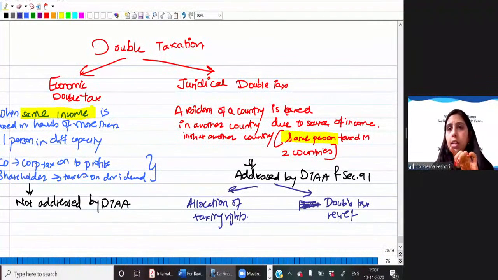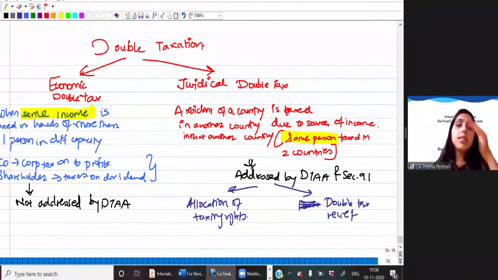The source state where the income is getting accrued will have only a minimum right to tax, and that is decided mutually by the two countries. They come together and negotiate based on their bargaining power as to how much right is to be granted to the source country. So that is one mechanism to eliminate double taxation.